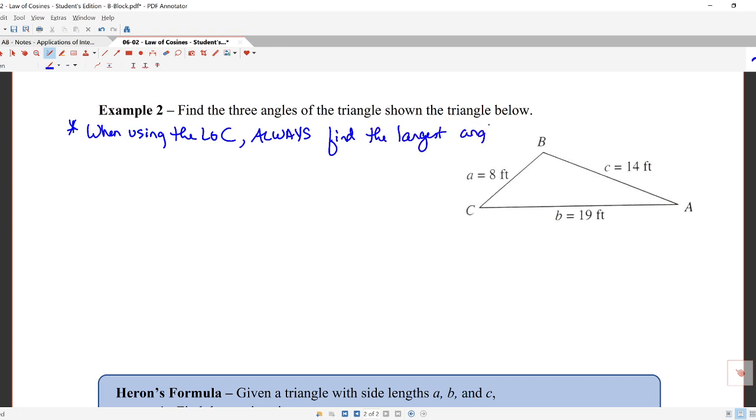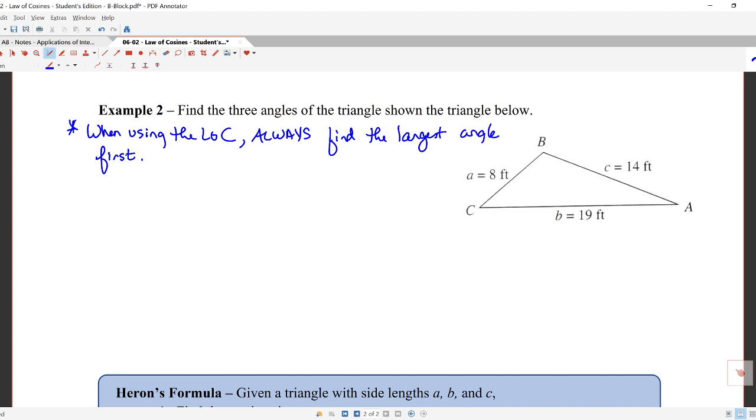Now, this is going to help us because in quadrant 1, cosine's positive, but in quadrant 2, cosine's negative. So if I'm cosine inversing the positive ratio, then it will give me the quadrant 1 angle that I need. If the ratio is negative and I cosine inverse it, then it's going to give me the quadrant 2 version, which is the obtuse version of the angle. So cosine will return to me either an acute or obtuse angle, depending on the ratio.